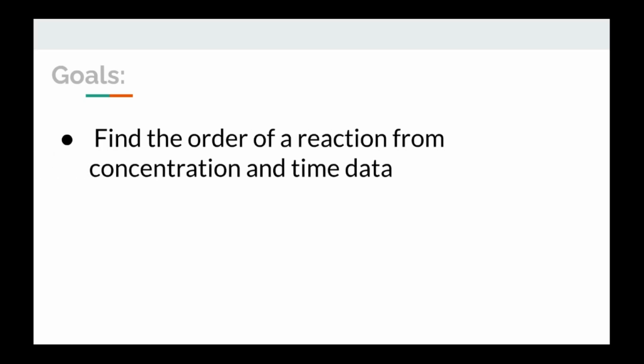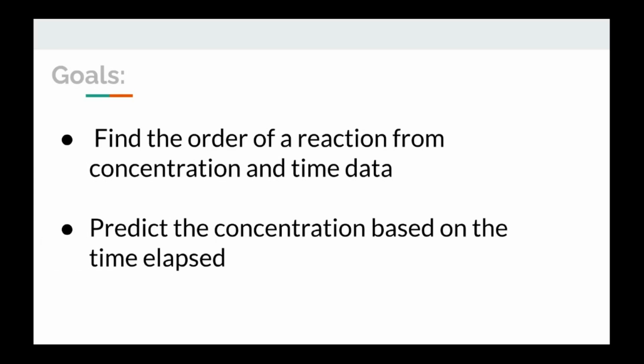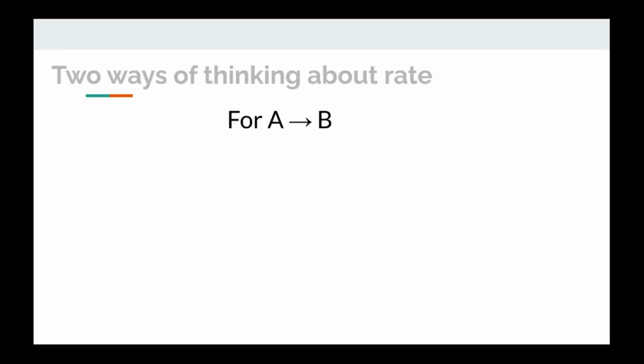So our goal is to find the order of a reaction by just looking at concentration versus time data. In other words, if you have a way of tracking the concentration of a reactant over time, like spectrophotometry might be an option, or even weight or volume of a gas, then you can figure out the rate law from that. And then we want to be able to use that, in reverse, to predict the concentration based on the amount of time that's elapsed once we know the rate law.